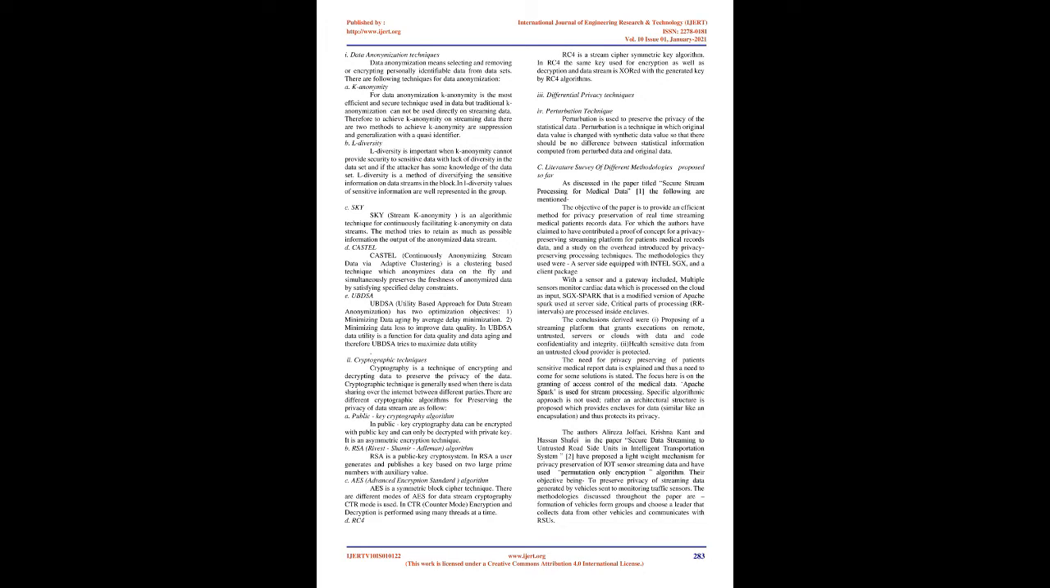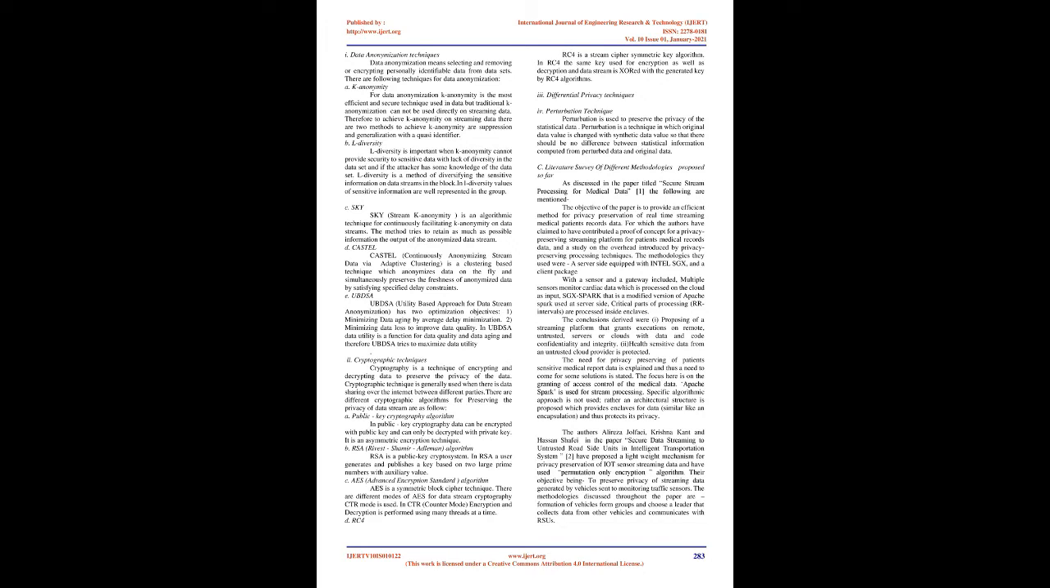K anonymity. For data anonymization, K anonymity is the most efficient and secure technique used, but traditional K anonymization cannot be used directly on streaming data. Therefore, to achieve K anonymity on streaming data, there are two methods: suppression and generalization with a quasi-identifier.